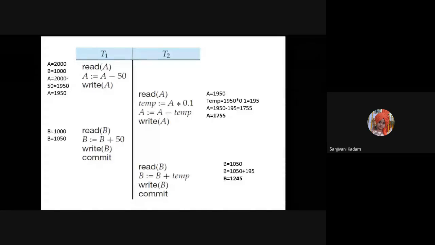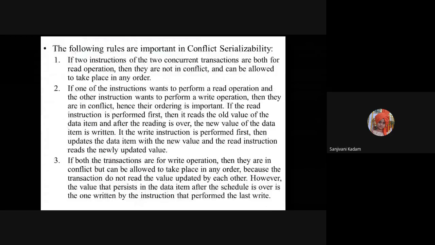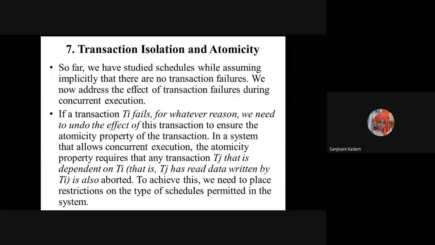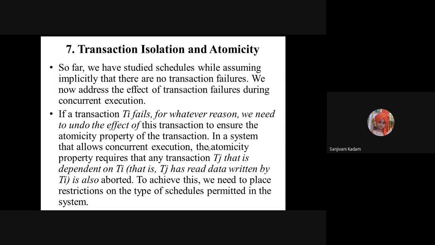So let us move towards the explanation. If a transaction Ti fails, right now we are talking about T1, for whatever reason, we need to undo the effect of this transaction. Whatever changes were made to the database, we need to undo those changes to ensure the atomicity property of a transaction. So either the effect of the complete transaction should be there or none of the effect should be there.